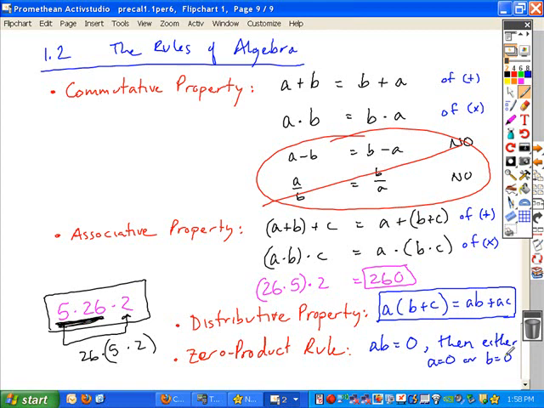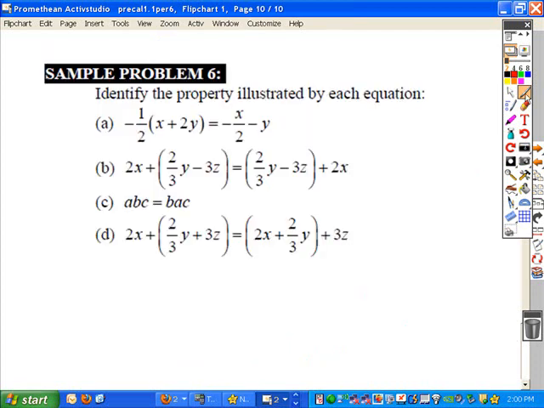Okay, so if you look at sample problem number 6, on page 5 of the pre-cal portion, I want you to see for A, B, C, and D if you can identify the properties that are illustrated in each of those. All right, so for the first one, which property is illustrated? You take this factor out front, distribute it to both terms on the inside, so that's the distributive property. Good. What about the second one?